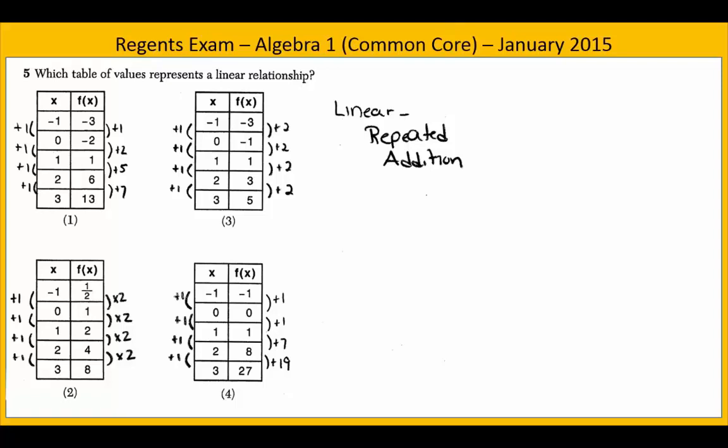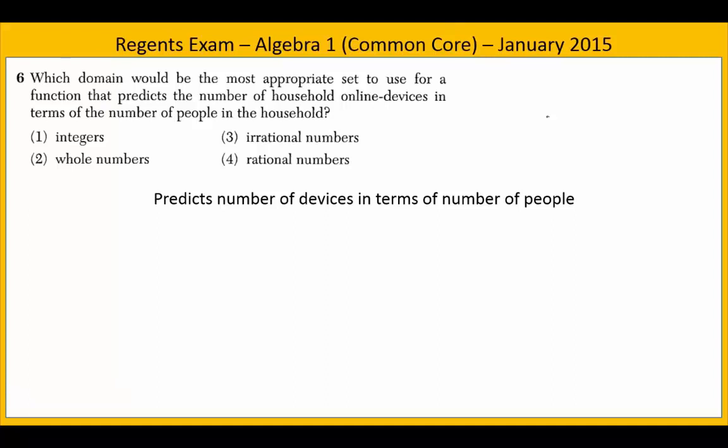In choice 3, we have an addition of 2 each time. Plus 2, plus 2, plus 2, plus 2. That's linear. And in choice 4, plus 1, plus 1, plus 7, and plus 19. That's not linear. And so the answer is again choice 3. We identify this because we have equal differences of 2 over equal intervals of 1. That's a linear function.